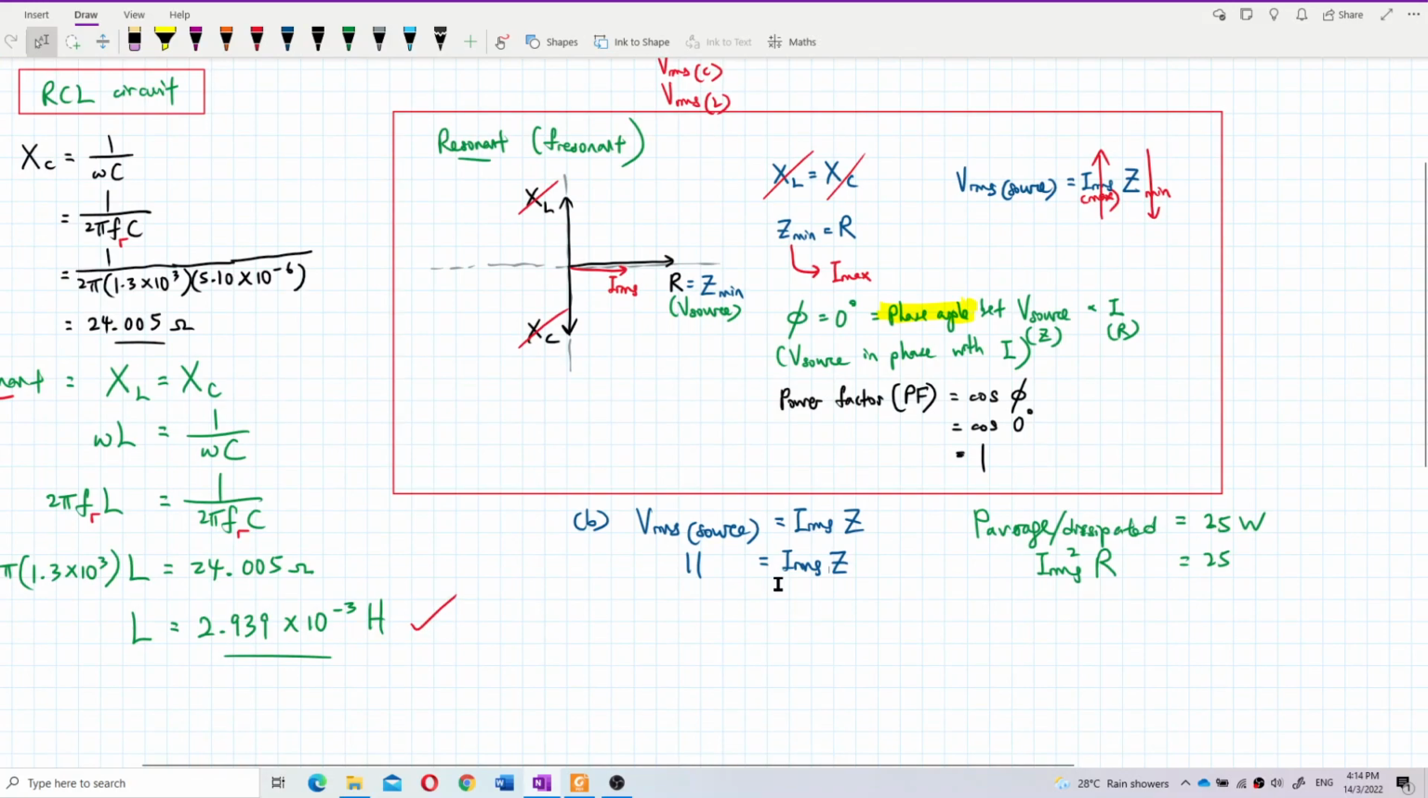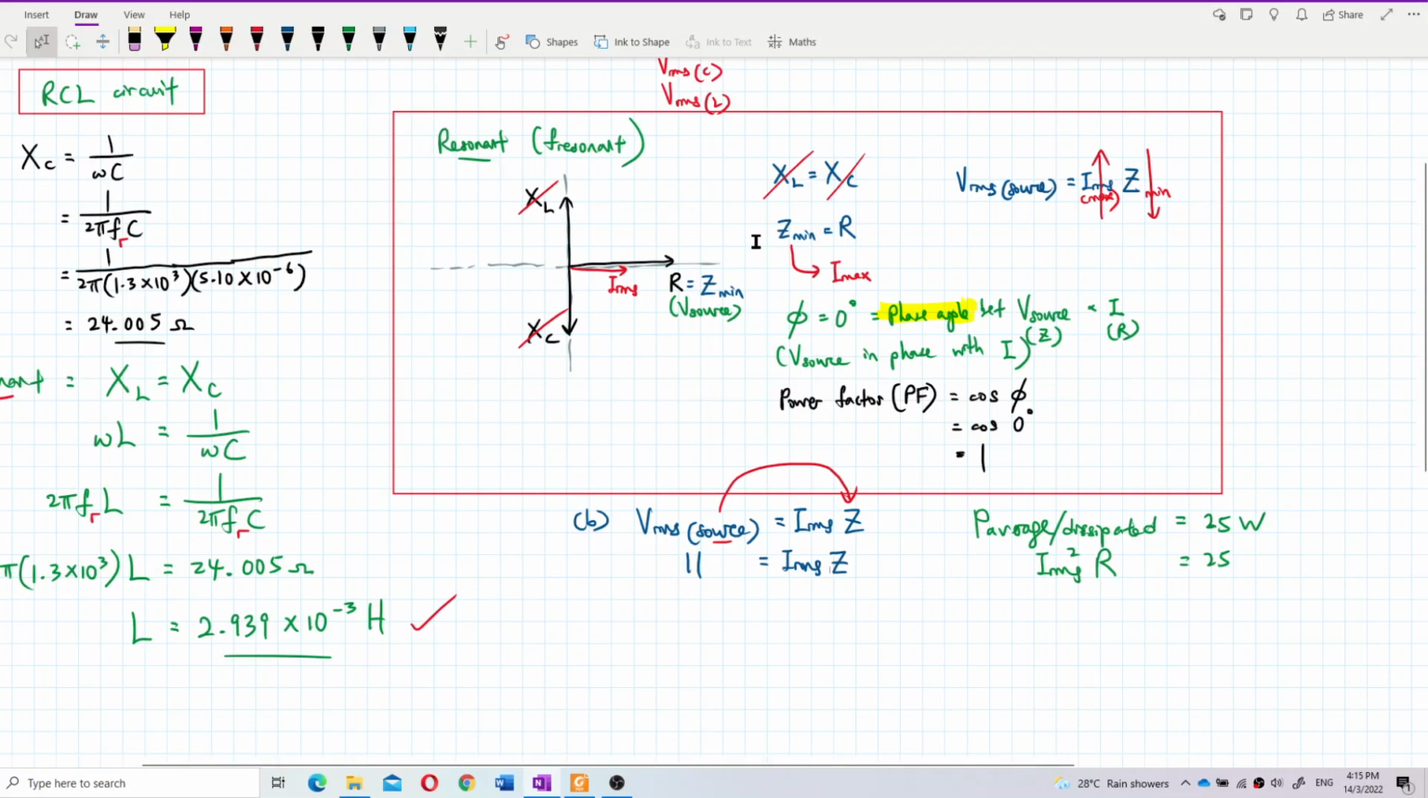VRMS source is 11 volt, so that's IRMS Z, because the voltage from the source is the voltage for everything, responsible for the load of the whole circuit. The load for the whole circuit is impedance. Understand? That's VRMS source equal to IRMS Z.